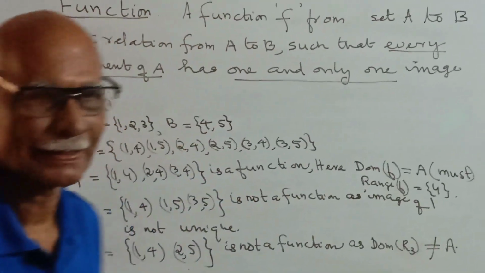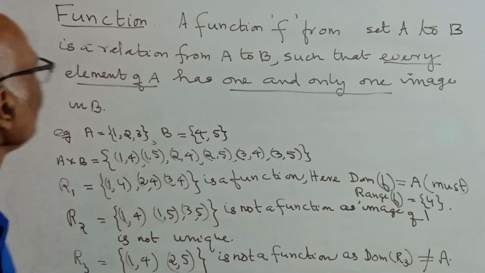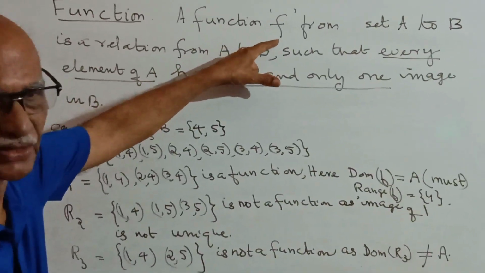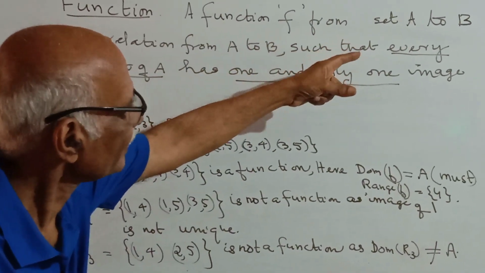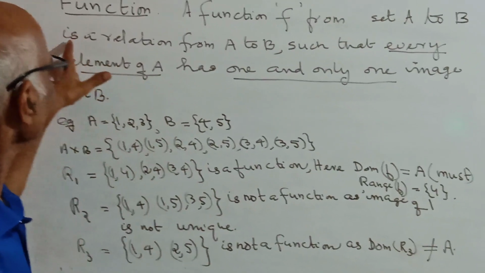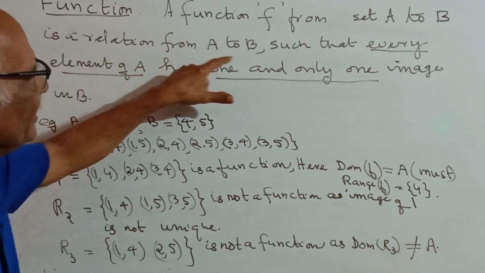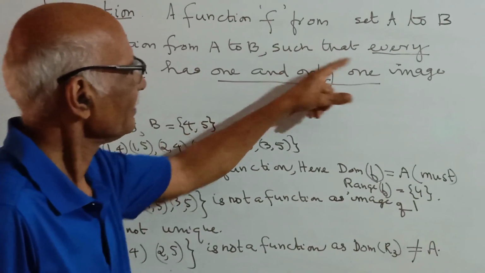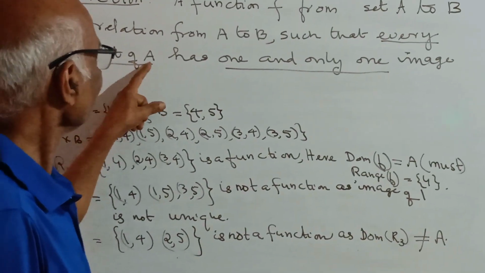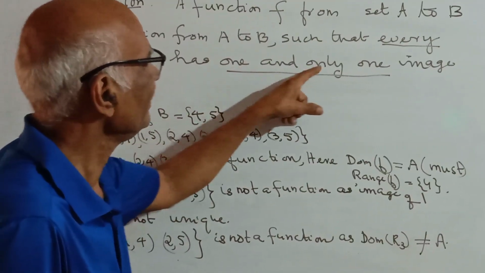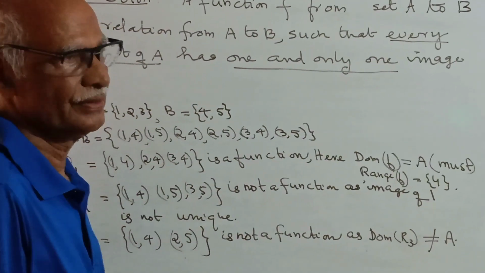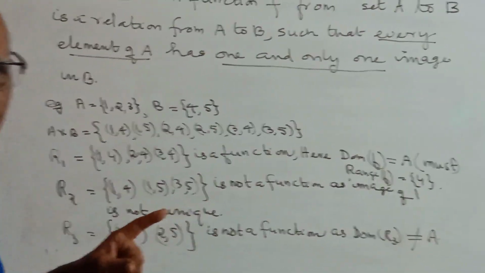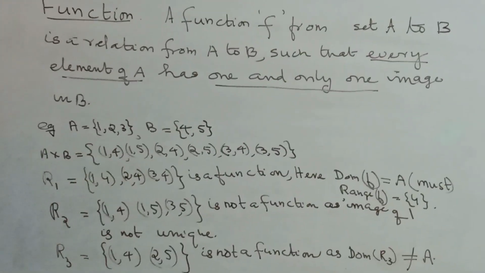Now we consider an important idea: function. A function f from a set A to B is a relation from A to B. So a function is a relation such that every element of A has one and only one image in B. So every element of A should appear there, and every element should have one and only one image.